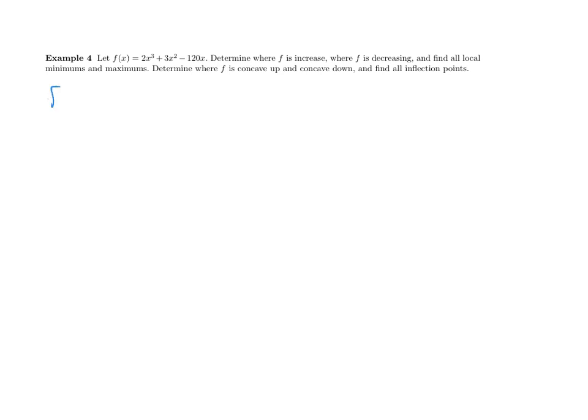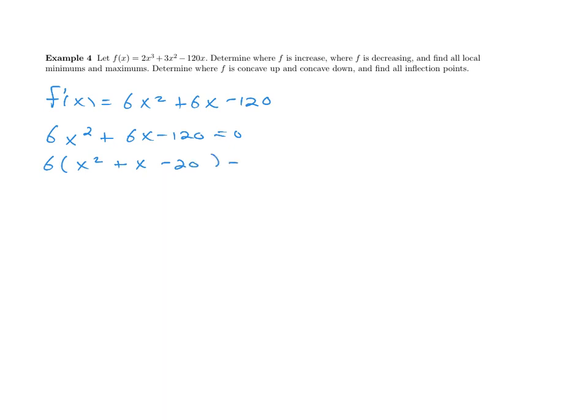So to start with, the derivative of this function, f prime of x, is 6x squared plus 6x minus 120. Any question about increasing and decreasing, we need to know if the derivative is positive or negative. It's a good idea to figure out where it is equal to 0. So I'm going to set 6x squared plus 6x minus 120 equal to 0. I see that I can factor out a 6, and we have x squared plus x minus 20. And we can factor this as x plus 5 and x minus 4.